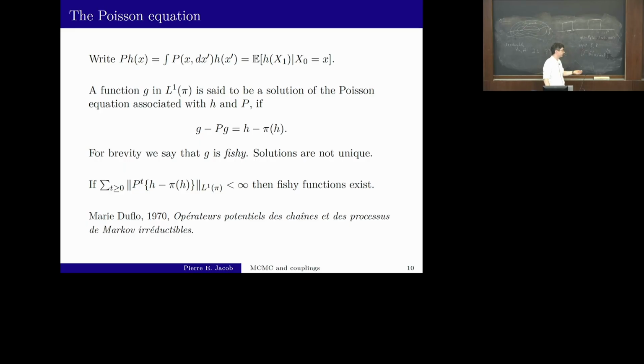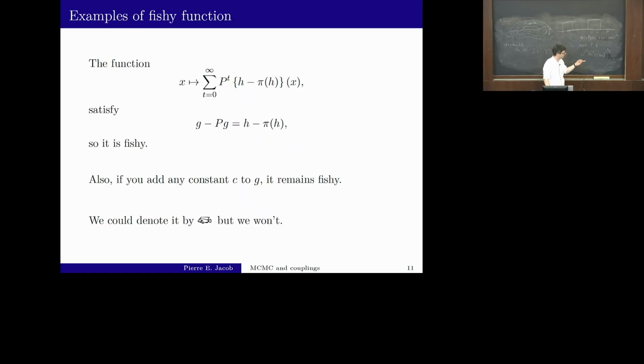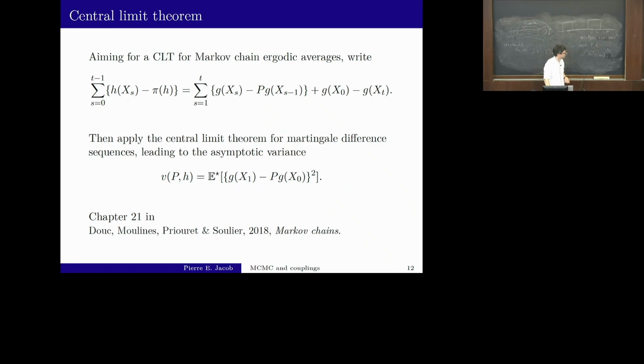I've tried to find the first reference, and I know there's Marie Duflo, but she passed away a few years ago, so I never met her. This is a book which has never been translated, but that contains exactly this reasoning. And this is a quite modern book on Markov chains with a view towards MCMC. Very good book. There's a whole chapter on this Poisson equation.